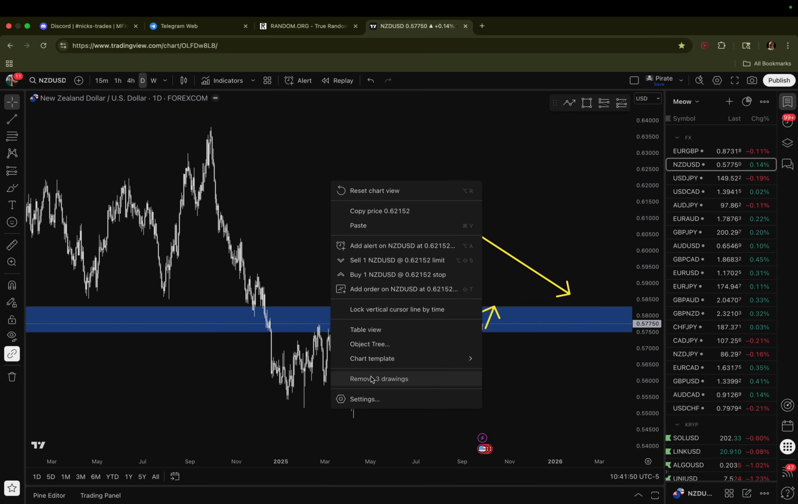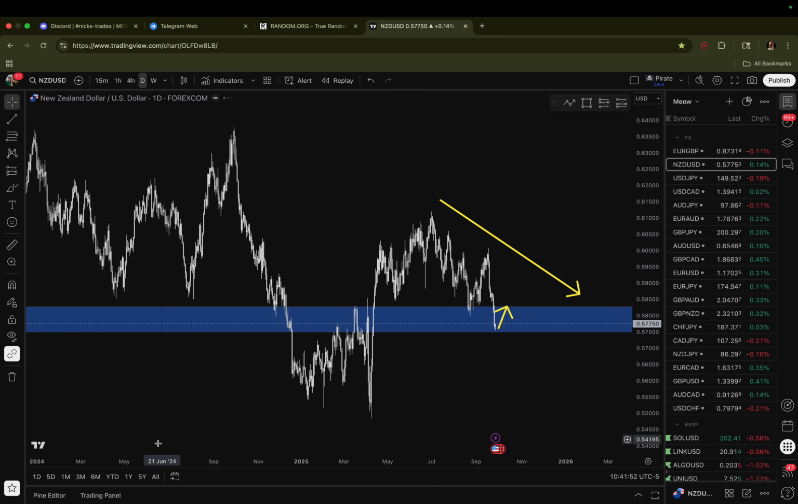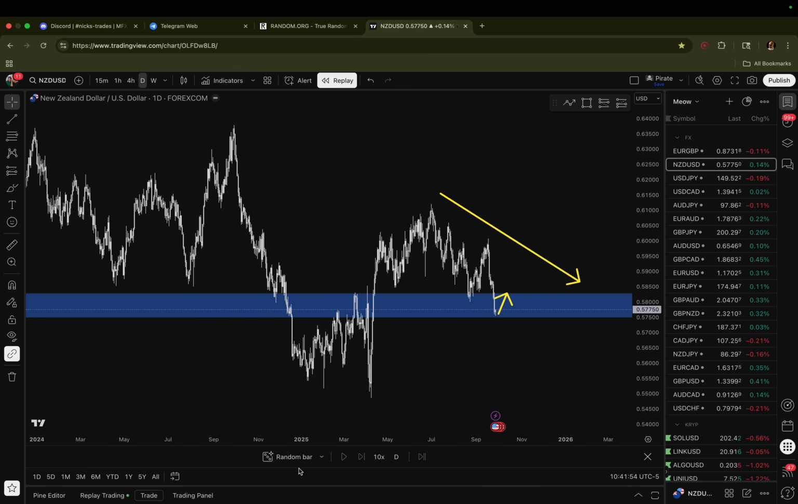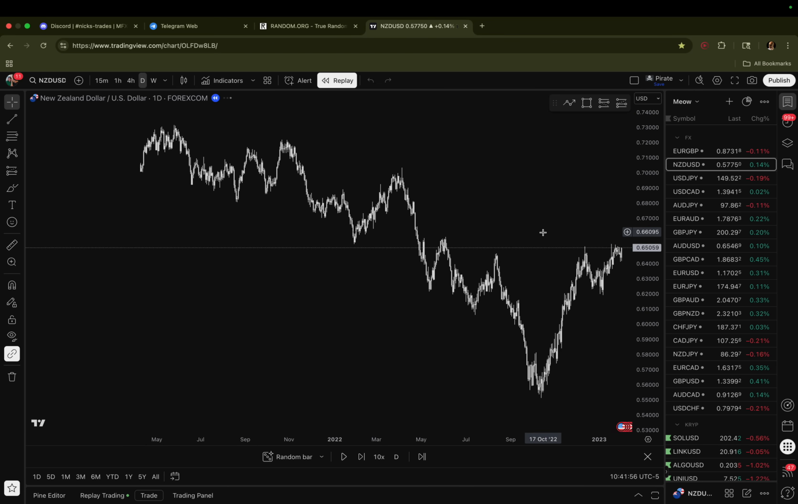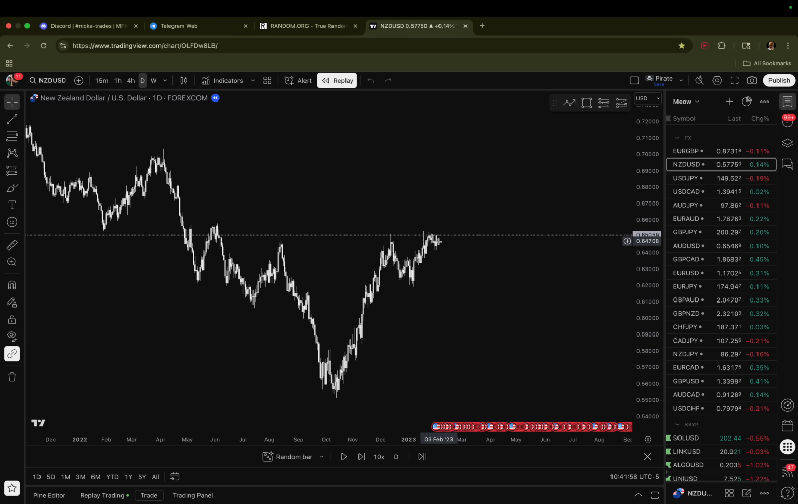I'm going to clear all the drawings. Actually, no, I'm going to keep these drawings here on the chart. And what we're going to do is go to replay and click a random bar. It's going to take us back in time. Where is this? February of 2023.